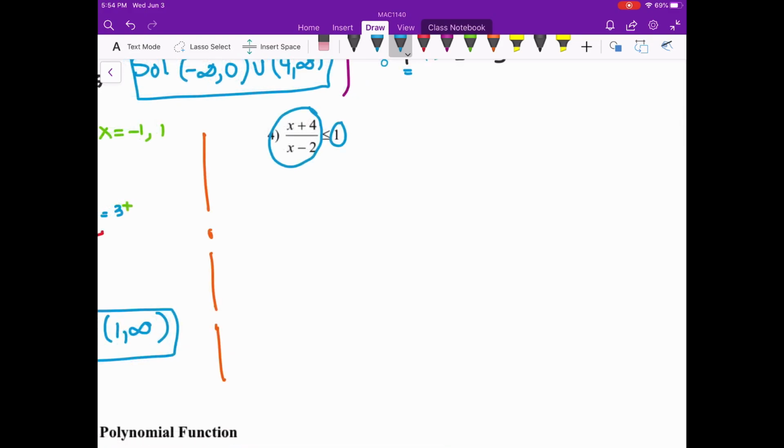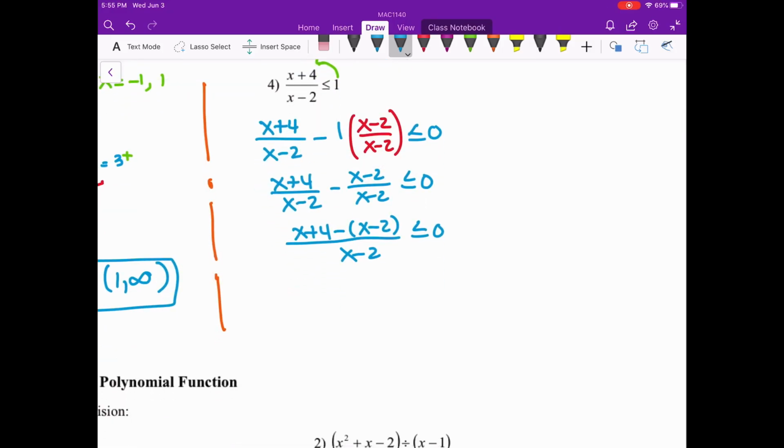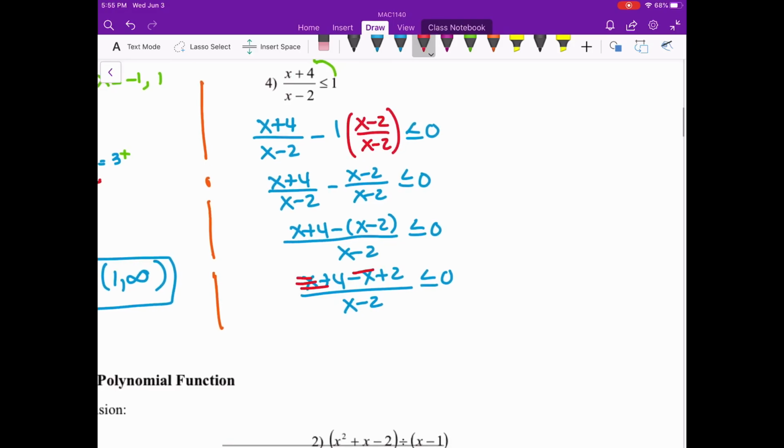I better have 0 on one side of the equation. I'm going to place this one on the left. I have to multiply this by x minus 2, or turn this into (x minus 2) over (x minus 2). And now you end up with x plus 4 minus x plus 2, over x minus 2. Notice that the x cancel.